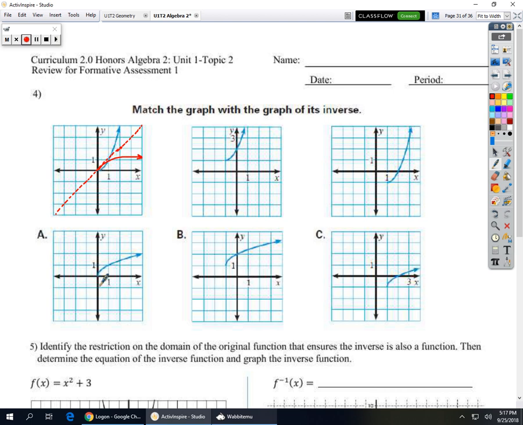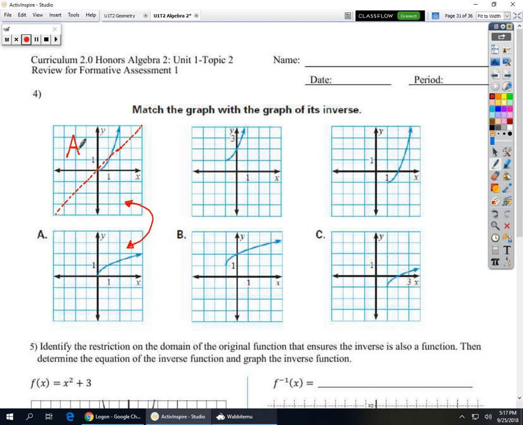The only one that matches that is A. So that one would just be A. I'm okay with you drawing arrows. I know other teachers don't like you drawing arrows, so some people will just ask you to put the letter A to make it really obvious.